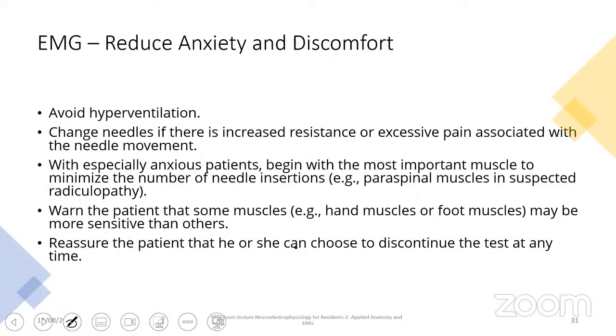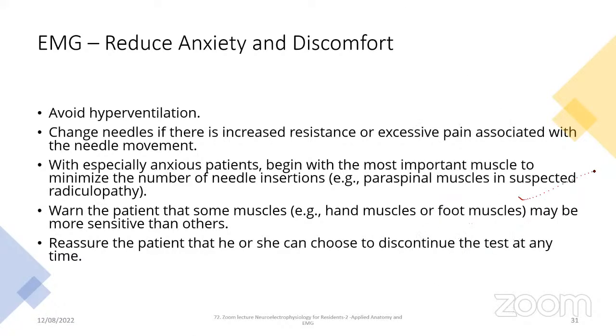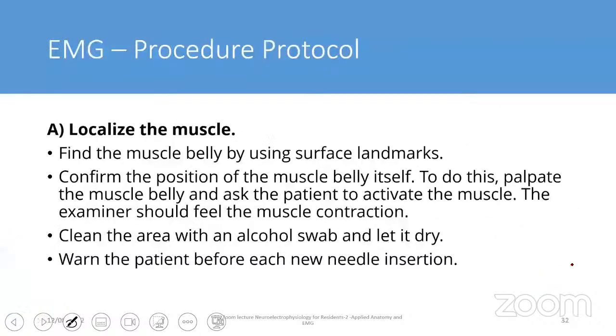Especially in anxious patients, begin with the most important muscle to minimize the number of needle insertions. Paraspinal muscles in suspected radiculopathy are important for us. If they are involved, then you don't have to worry. Warn the patient that some muscles, hand muscles or foot muscles, may be more sensitive than others. Reassure the patient that he or she can choose to discontinue the test at any time. So don't prolong the agony if they are not able to tolerate it.